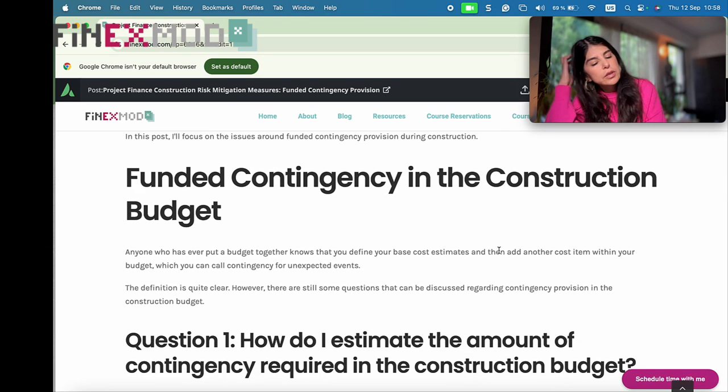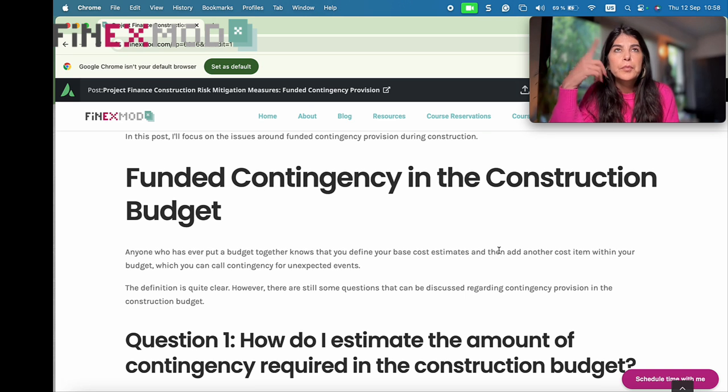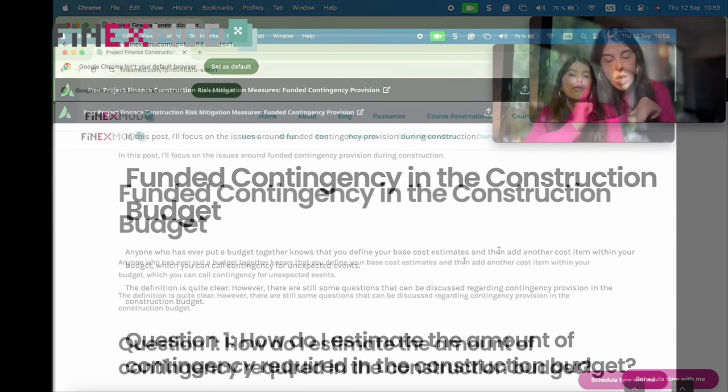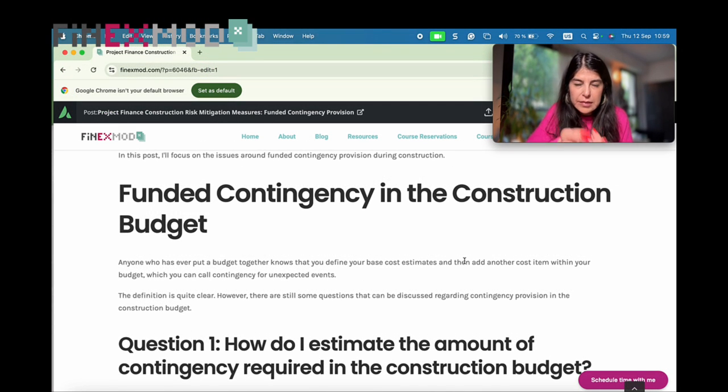But when it comes to contingency provision, first of all, the definition is quite simple, right? Anybody who has ever put a budget together knows that you first estimate your base costs, and of course, we are human and we make mistakes and things happen. So we always put a budget for unexpected things. And that is the contingency provision, which is funded during construction. So as you can see, the concept is easy, but there are still some things that we can discuss here.